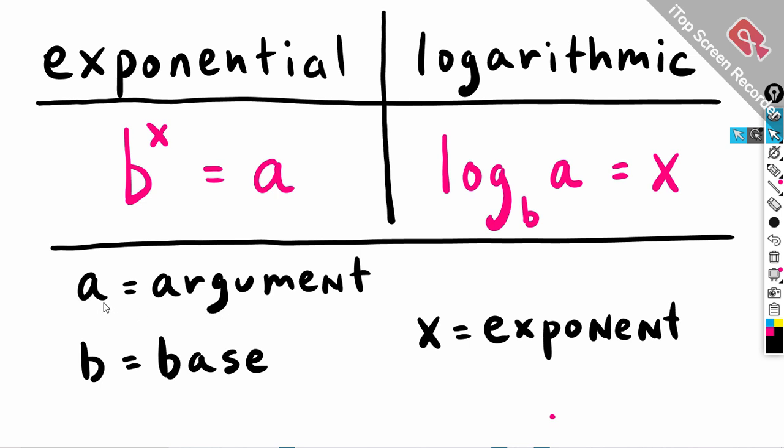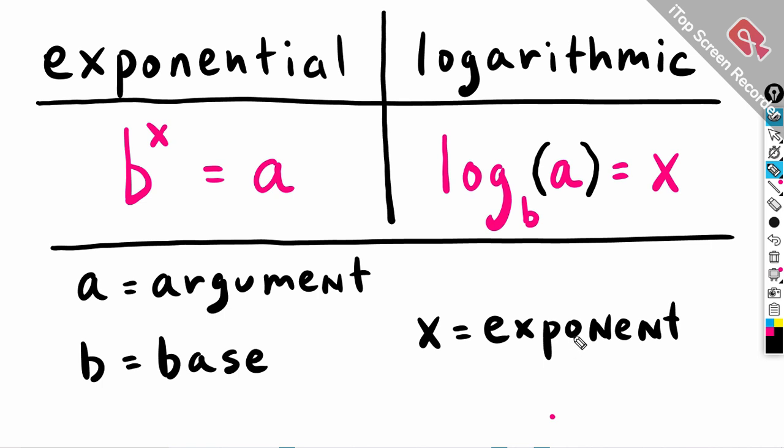All right, so as I was saying, a equals the argument. Okay, a is going to be the answer when you do b to the power of x, and you can also say a is the item that you're taking the log of. All right, so this is basically log base b of a equals x. And we said b is the base. B is the number that's being raised to an exponent, and x is the actual exponent.